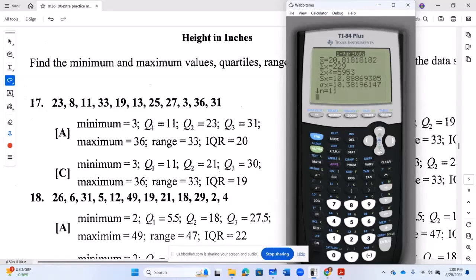And also, I am told to find the minimum number. So, I can go to my calculator and find the minimum number. But, my calculator also asked me to find the 5-number summary. In other words, find the minimum number, the maximum number, the range, the first quartile, the second quartile, and the third quartile. In other words, they want me to draw a box plot and find all the 5-number summary.